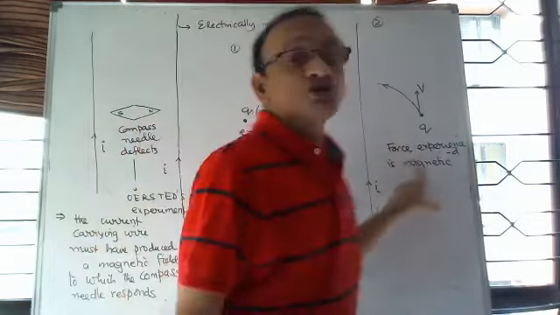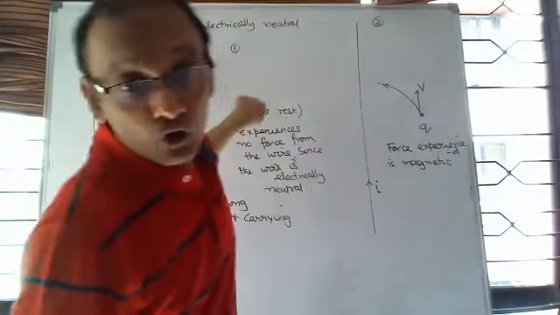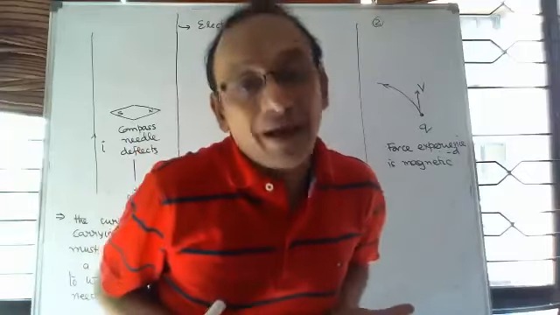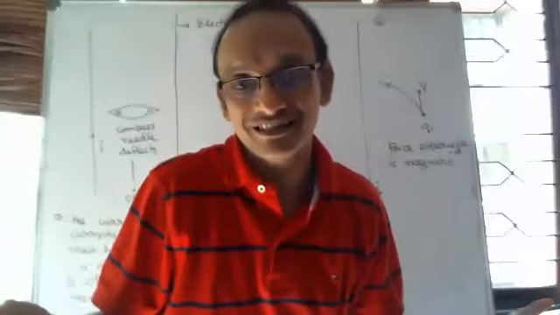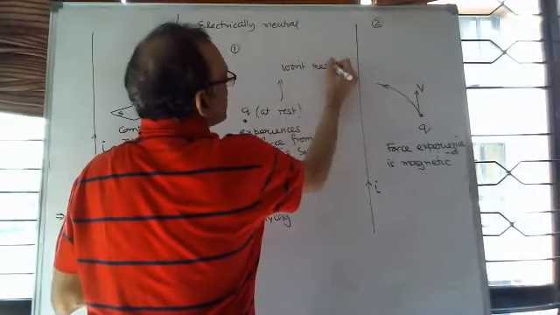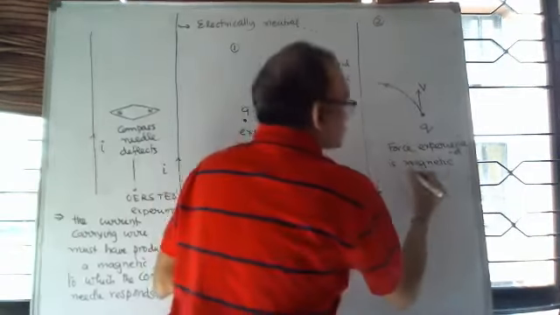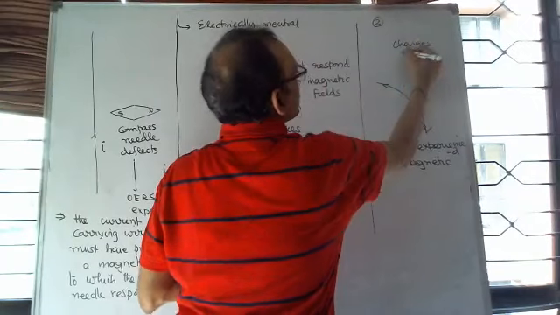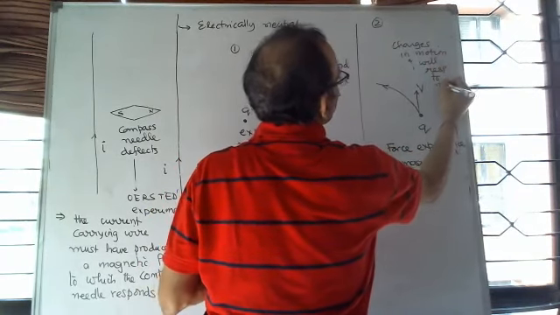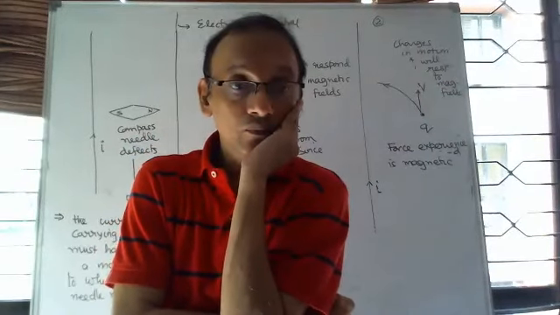So the force experienced is magnetic, but the one conclusion I could draw out of this pair is that static charges will not respond to magnetic fields, but moving charges will respond to magnetic fields. Charges at rest won't respond to magnetic fields. Charges in motion will respond to magnetic fields. This is clear?